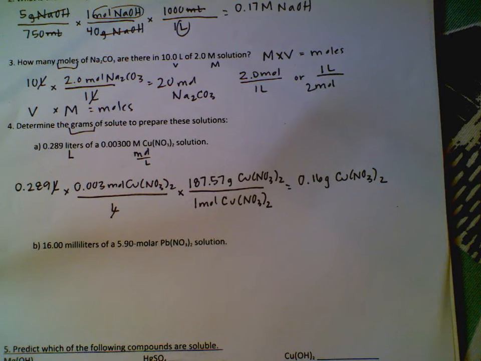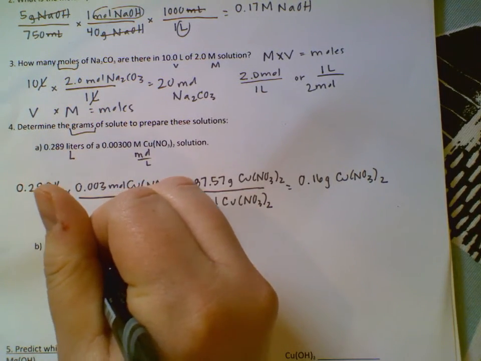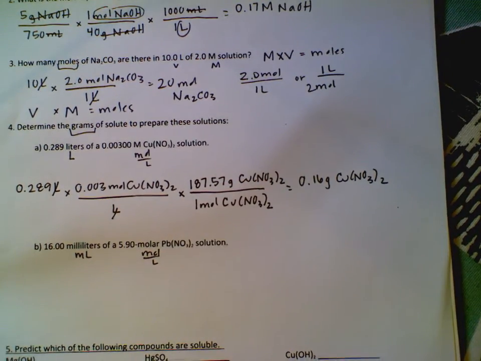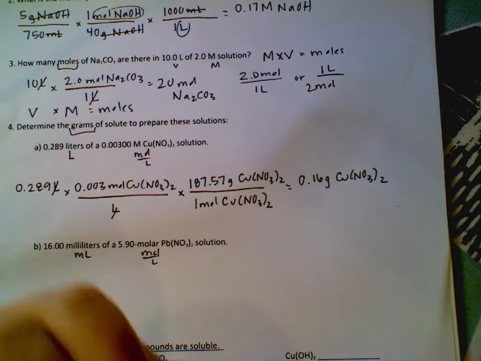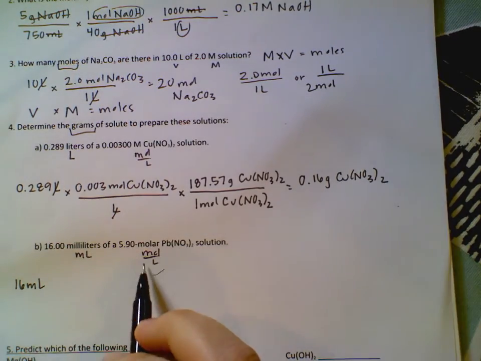Problem number 4B is kind of the same thing. So I want 16 milliliters of a 5.9 molar lead nitrate solution. And so I'm going to do the same thing. I'm given a volume this time. It's going to be in milliliters. Molarity is moles per liter. So if we think about these numbers, the milliliters and the liters aren't going to work nice together. So I'm going to put the 16 milliliters out first. I'm going to lead with that because it's a number that's not part of a fraction, and I'm going to kind of work with that.